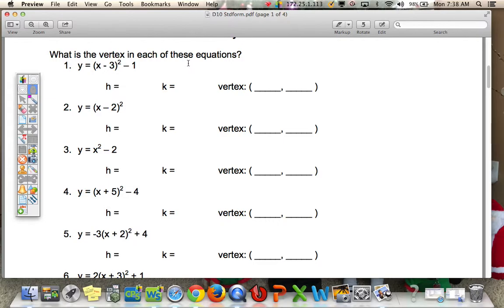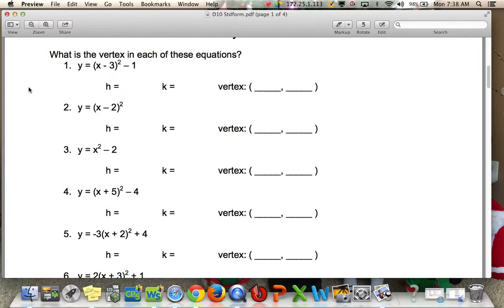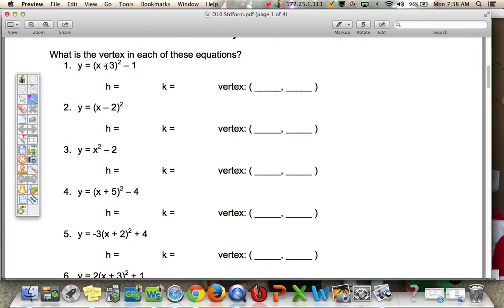If you remember back to first semester, we shifted functions up, down, left, and right, and you've seen something in this form before. So if you look at number 1, we have x minus 3 squared minus 1. Do you remember how this shifts the function? Well, hopefully you remember that the minus 3 inside the parentheses shifts the function right 3, and the minus 1 on the outside of the parentheses shifts the function down 1.